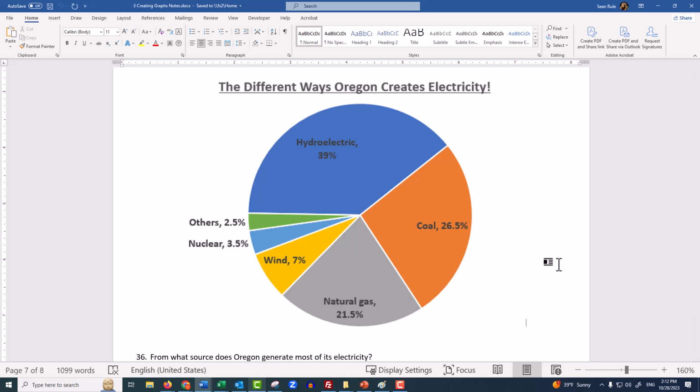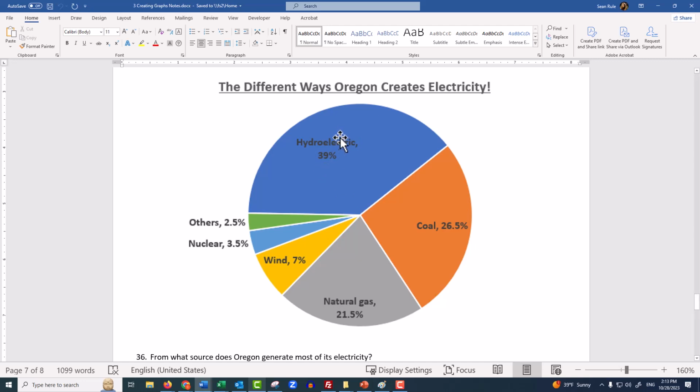Well, I mentioned one thing. It doesn't tell us what others is, right? What does others mean? Does it mean what is included in others? That's one thing it doesn't tell you. But something else it doesn't tell you. It tells you that 39% of all Oregon's power is hydroelectric. But what it doesn't tell you is how much power is that actually?